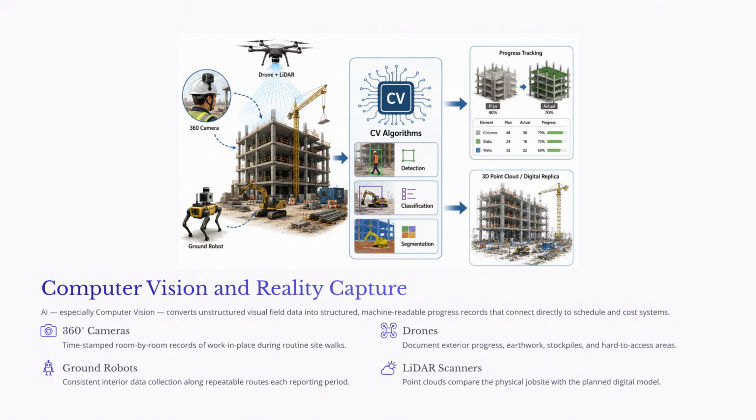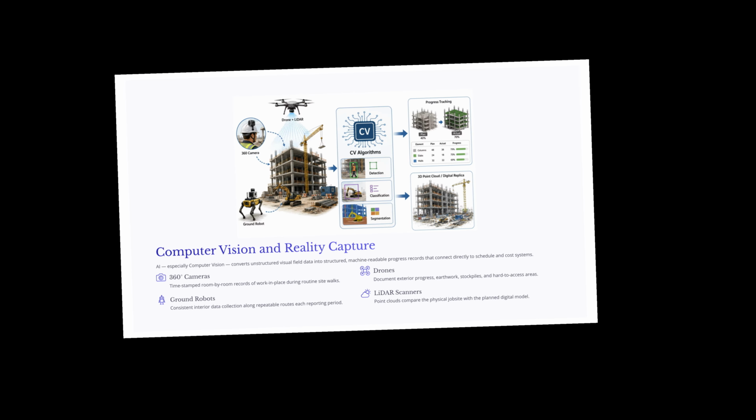Once this visual data is collected, AI algorithms can process it. These algorithms can detect objects, classify components, and identify installed work. For example, AI models may recognize walls, columns, equipment, materials, or MEP components in field images. The key value for project controls is that unstructured visual data does not remain only as photos in a project folder. Instead, it becomes structured, machine-readable progress information that can be connected to the schedule and cost control systems.